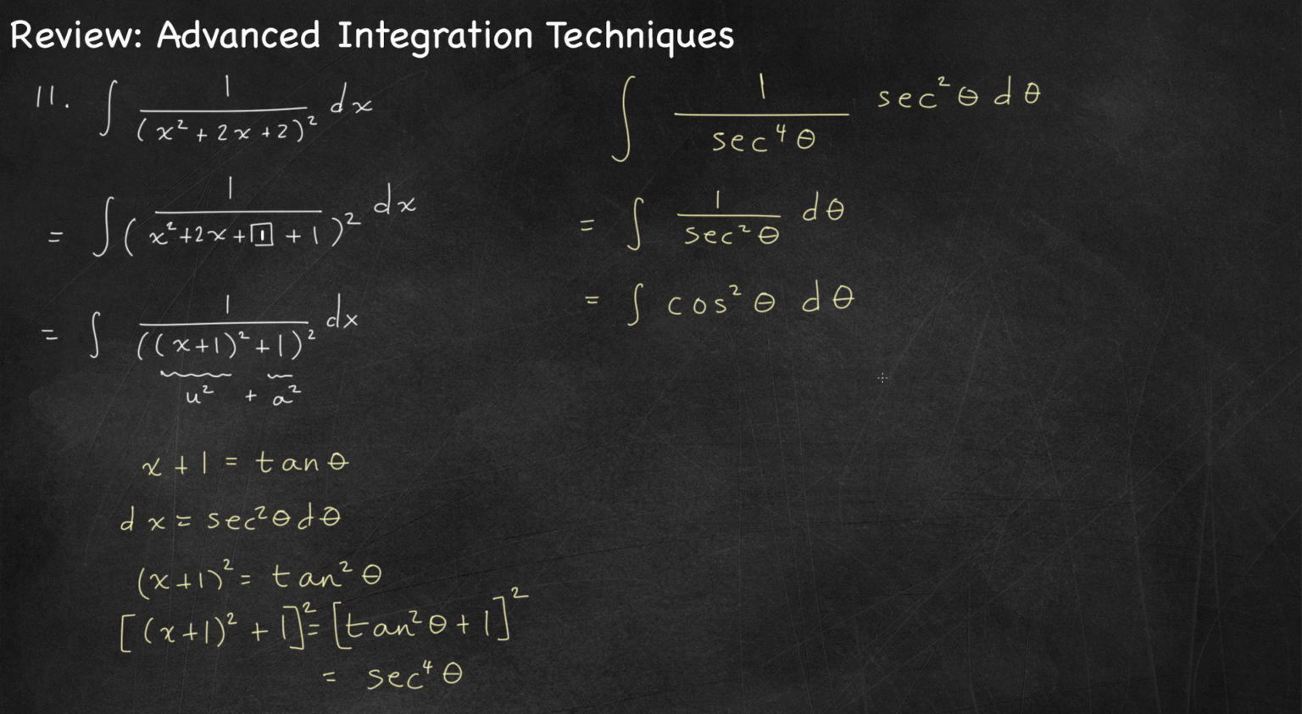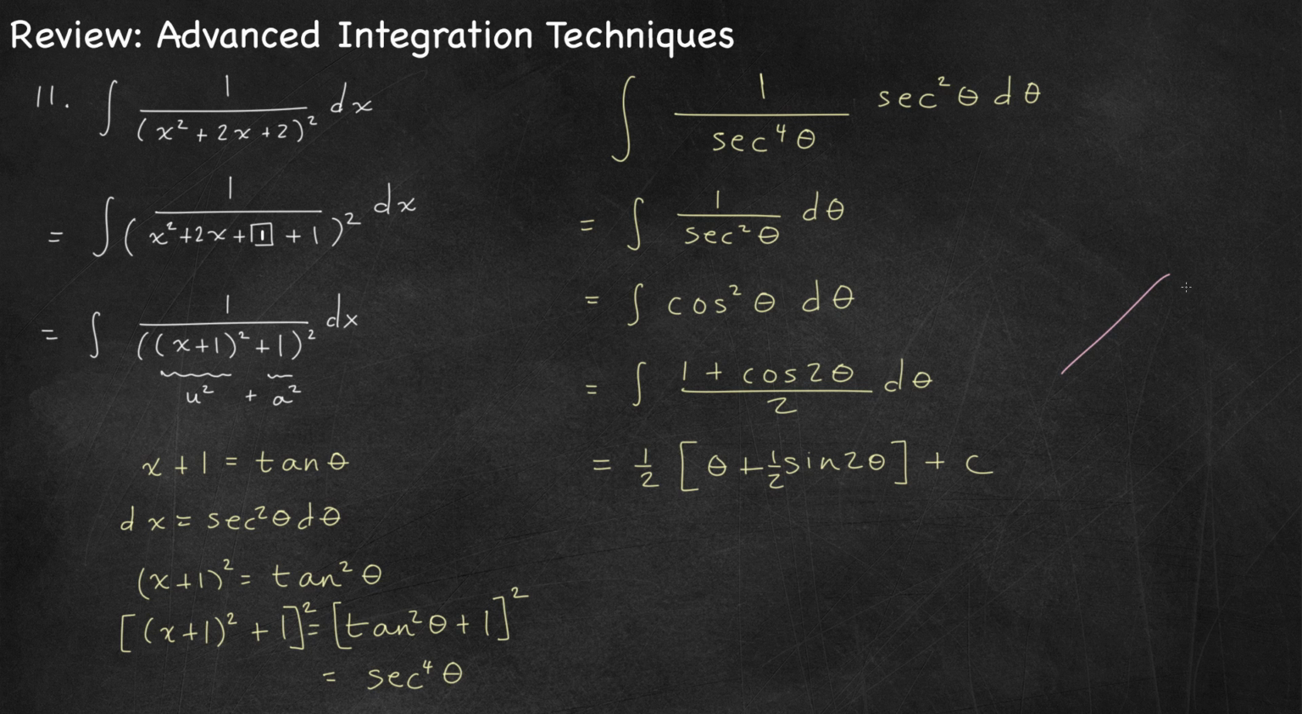And we integrate cosine squared theta using the power reducing formula. So it's 1 plus cosine of 2 theta over 2. The 2 can come out, so 1/2, and then the integral of 1 is theta, and the integral of cosine 2 theta is sine 2 theta times 1/2. And this is not definite, so just plus c at the end, but we need to get our answer in terms of x. So let's draw our triangle.